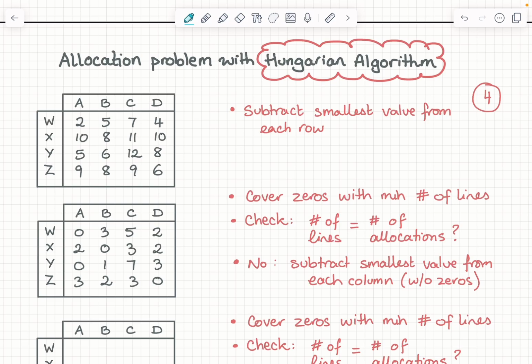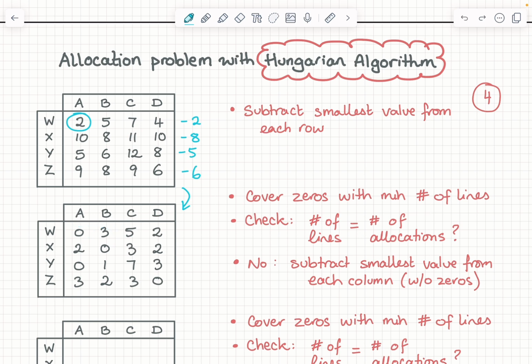Let's solve this allocation problem with the Hungarian algorithm. We look at each row and determine what is the lowest value in that row, and we're going to subtract it from every value in that row. Now down here, I filled out the table with that subtraction. So 2 minus 2 is 0, 5 minus 2 is 3, 7 minus 2 is 5, etc.